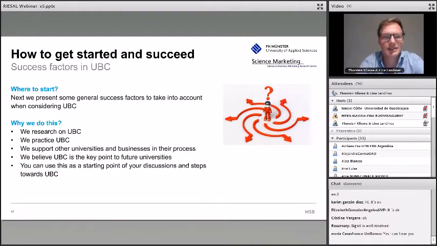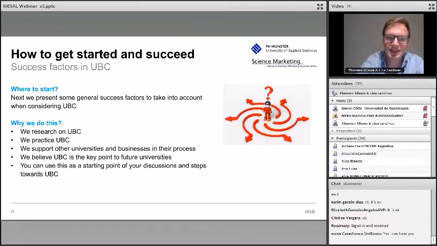On the next couple of slides, we present some more general success factors to take into account when considering UBC. Why do we do this? We have been researching this topic for more than 15 years now. At the same time, we are practicing it. So we bring together the experience from theory as well as practice. And we are helping universities and businesses around the world to make this process efficient, effective and successful in the end. We're doing this because we truly believe that this is, as Lena presented, the future of universities. The future of the universities and the impact that we are making depends to a very, very high degree on the translation of scientific results into economic and social impacts.